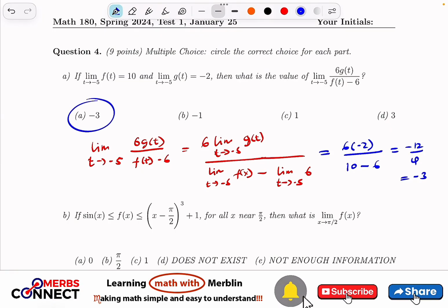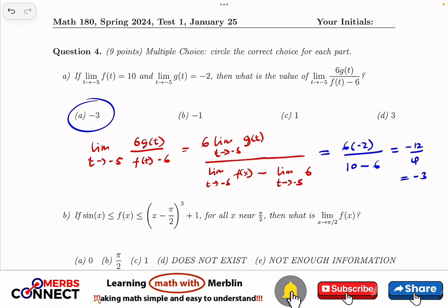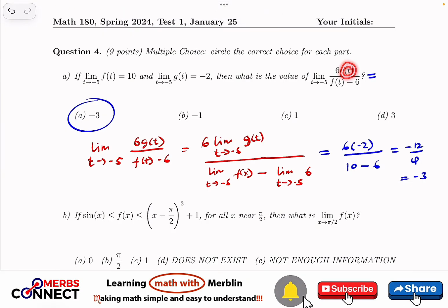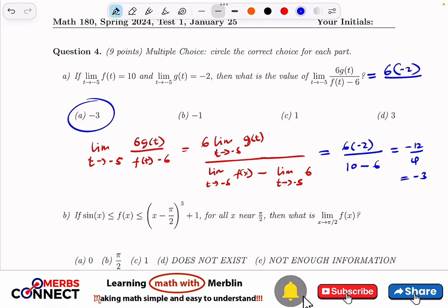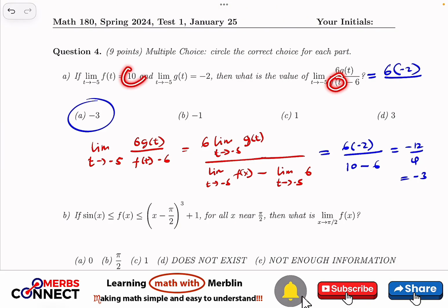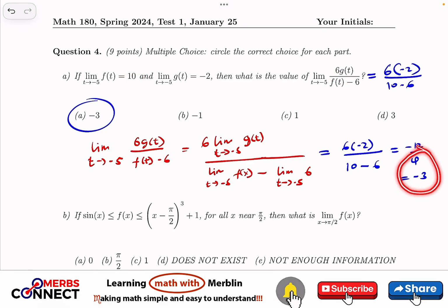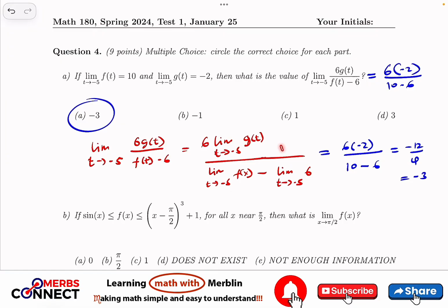But if you want to just do it straightforward without going through the whole of this, because it's multiple choice, you can just write it like this. Since this is g(t), I look for the value of g(t) and then I just plug it in. So g(t) gives us 6 times -2, divided by, I look for f(t), which is 10, and this gives us 10 minus 6, and it gives us the same thing here. But if we need to solve it, then we need to go through this process to get the -3 here. Now let's look at this.